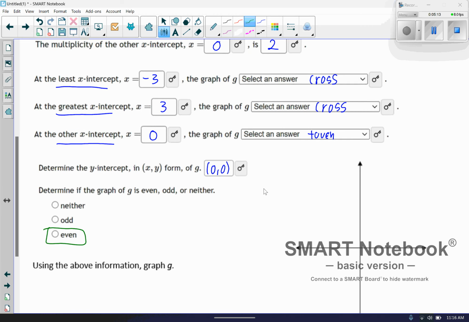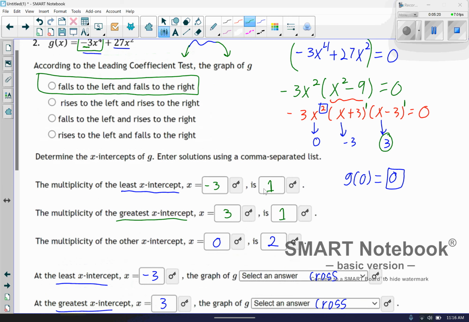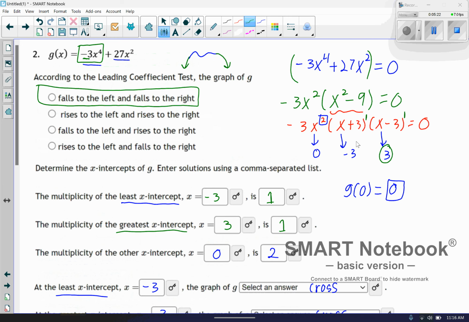Okay, so what we're going to do here is take the information once again, and from that, we'll go ahead and make a little rough sketch. And like I said, on the homework, you'll have multiple choice, so that'll make your life a little bit easier.